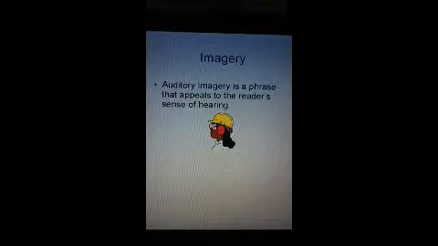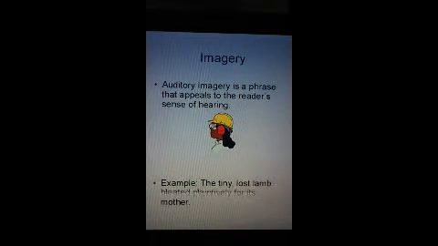Auditory imagery is a phrase that appeals to the reader's sense of hearing. The example, the tiny lost lamb bleated plaintively for its mother.